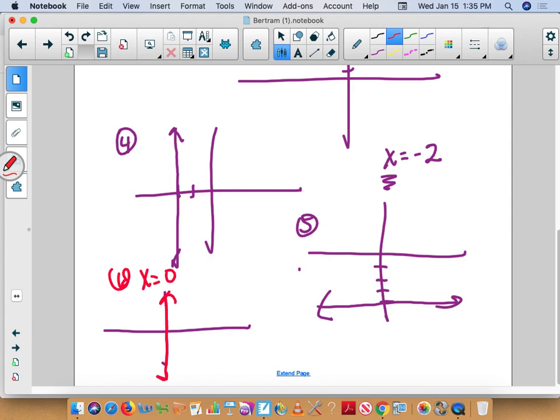All right, at the bottom of the page, what type of line is parallel to a horizontal line? It would have to be another horizontal line. What type of line is perpendicular to a horizontal line? A vertical line.